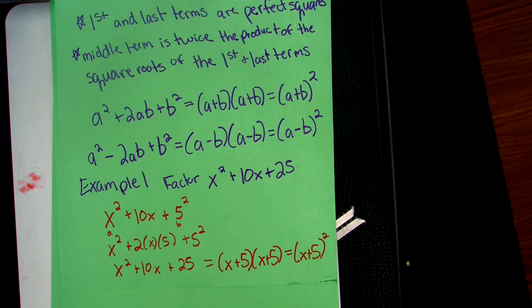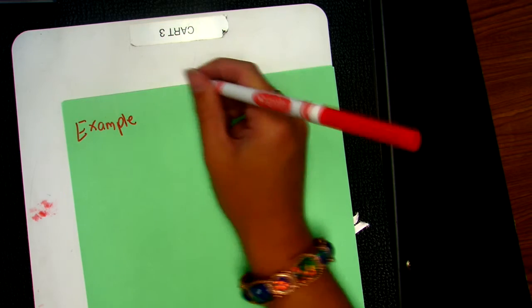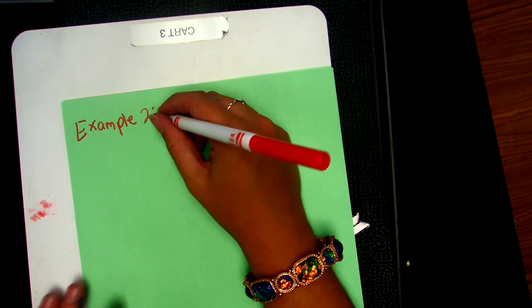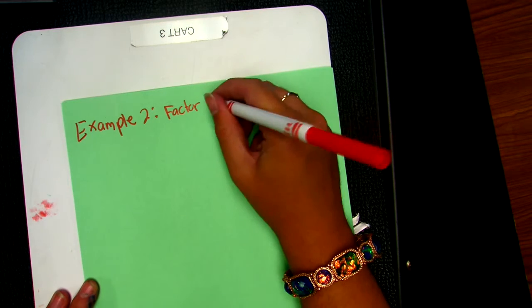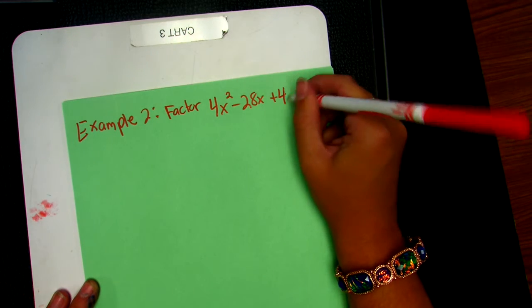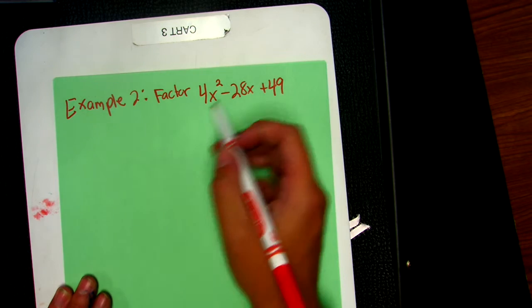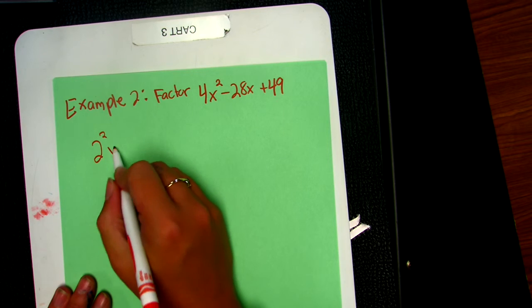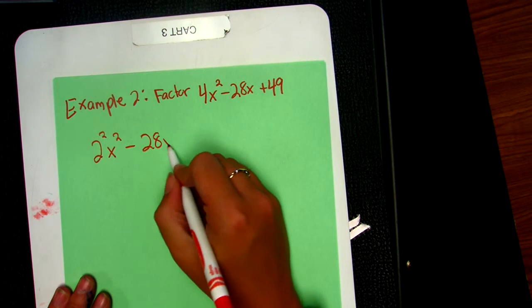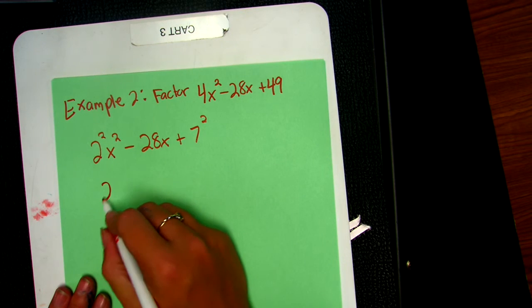All right, let's look at another example doing perfect square trinomials. So we're going to look at example 2, which says factor 4x squared minus 28x plus 49. Let's see if we can even make it look like a perfect square. So 4x squared can be rewritten as 2 squared x squared, and 49 can be rewritten as 7 squared. This 2 squared x squared can be rewritten as 2x squared.